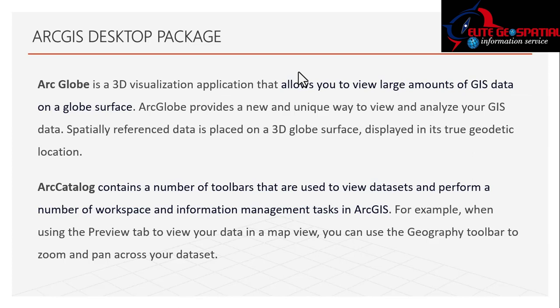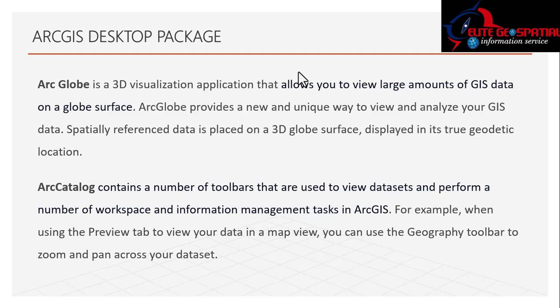So the ArcGIS Desktop packages. In ArcGIS, there are 4 packages. One of them is ArcGlobe, which is a 3D visualization application that allows you to view large amounts of GIS data on a globe surface. ArcGlobe provides a new and unique way to view and analyze your GIS data. Spatially referenced data is placed on a 3D globe surface, displayed in its true geodetic location.